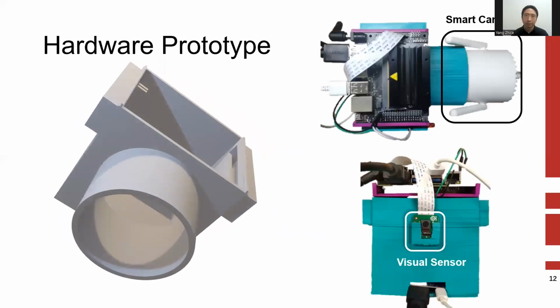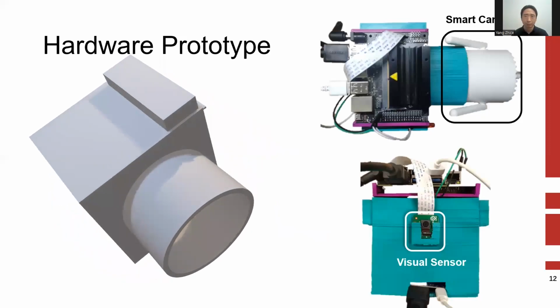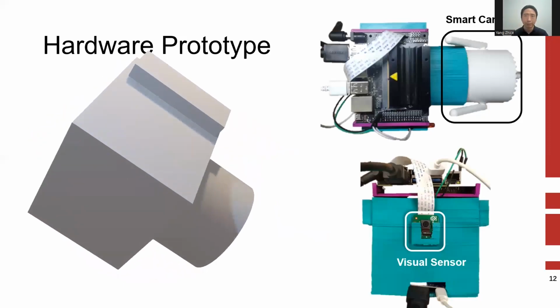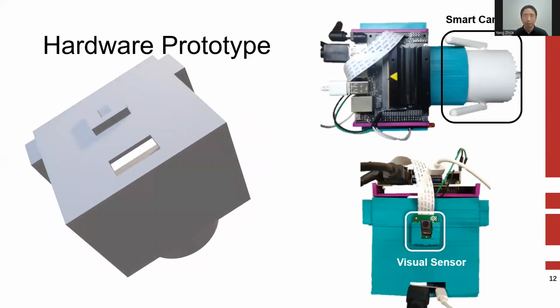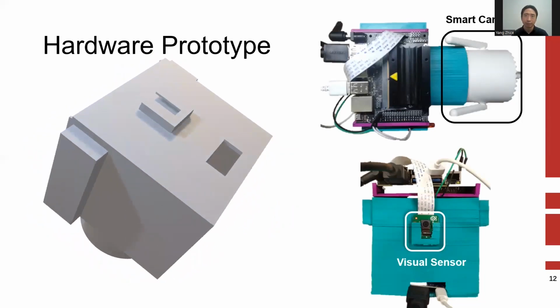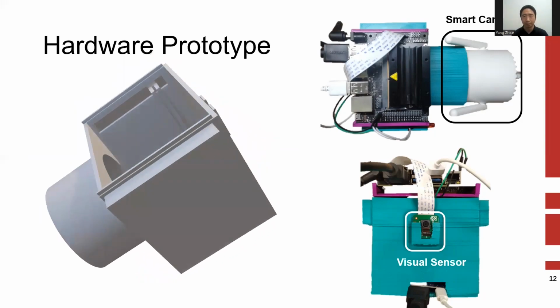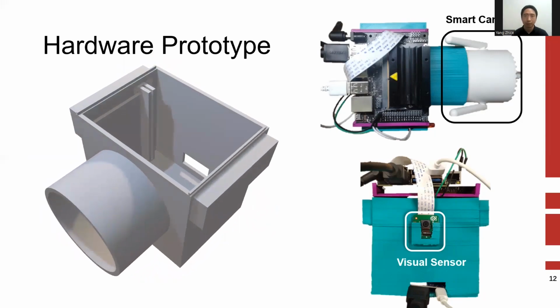We prototype the CamShield hardware with commercial components and a 3D printed case. It can be flexibly adjusted to fit different cameras. Of course, the form factor can be further reduced and polished with engineering effort.